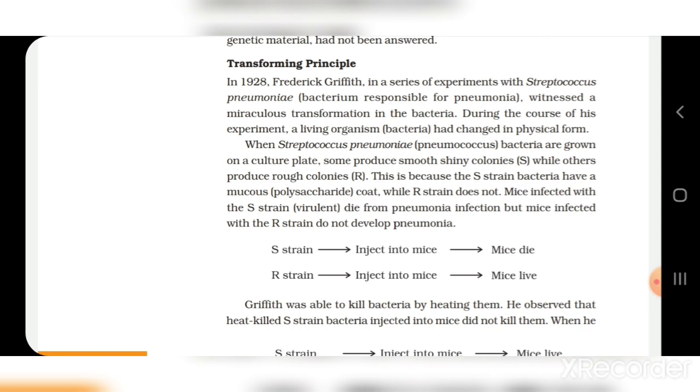Now, in the last experiment, Griffith actually killed the S strain and mixed it with the live R cells. That means the S strain is already killed while the R strain is live. Then why did the mice die? Because the R strain somehow got converted into the S strain and could produce the polysaccharide coating.